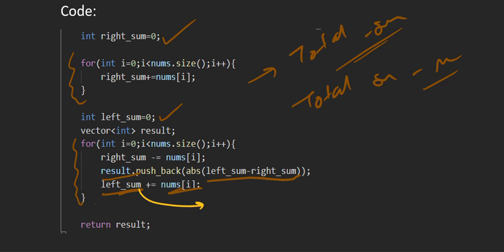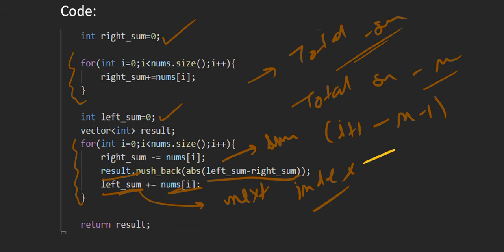So this left sum will be the left sum for the next index, and the right sum will show the sum from the next index, that is i plus 1 to n minus 1. So this is the way, and at the end we return result. So with this way we have done the solution in big O of n time and big O of 1 space complexity. So I hope I am able to explain the solution properly.